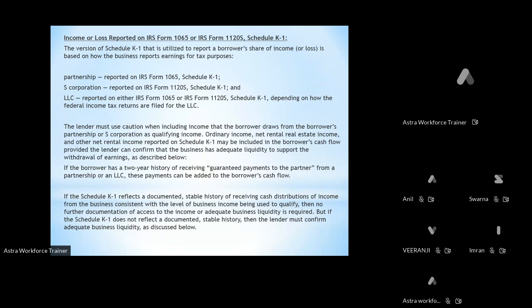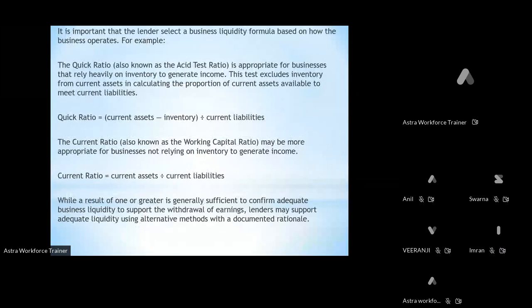So if the K-1 reflects a documented, stable history of receiving cash contributions of income from the business, consistent with the level of business income being used to qualify, then no further documentation of access to income or adequate business liquidity is required. But if the K-1 does not reflect a documented stable history, then the lender must confirm adequate business liquidity. I'm just giving the example here.